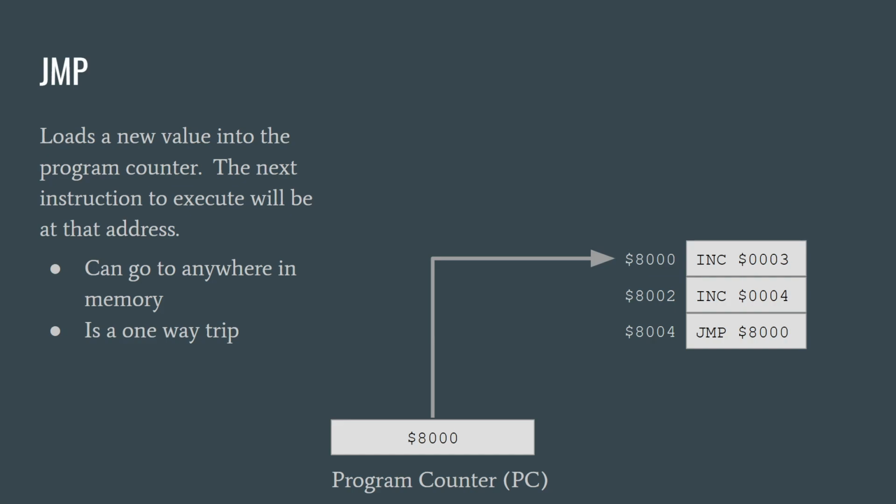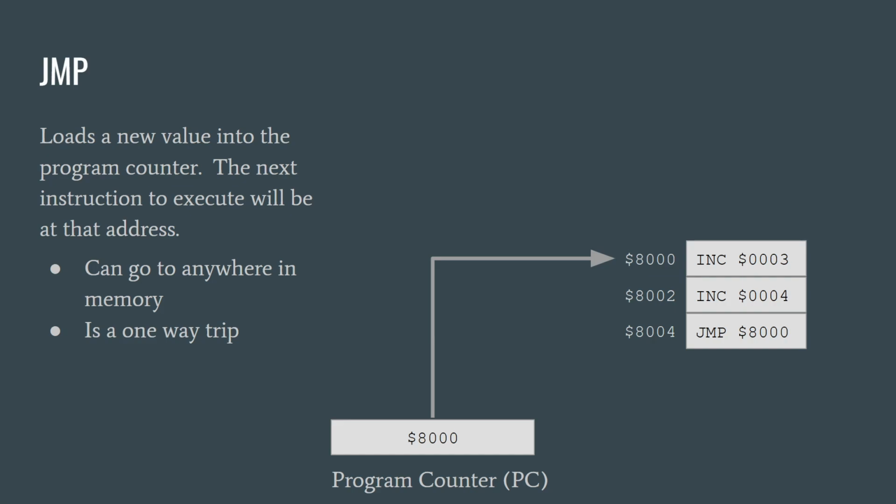Second thing to understand is that it's a one-way trip. So since it just loads the PC counter, you go off, and when you reach your destination, you're there. Unless you have another jump to jump back, then code execution will just continue from wherever you jump to. But that's not always desirable.